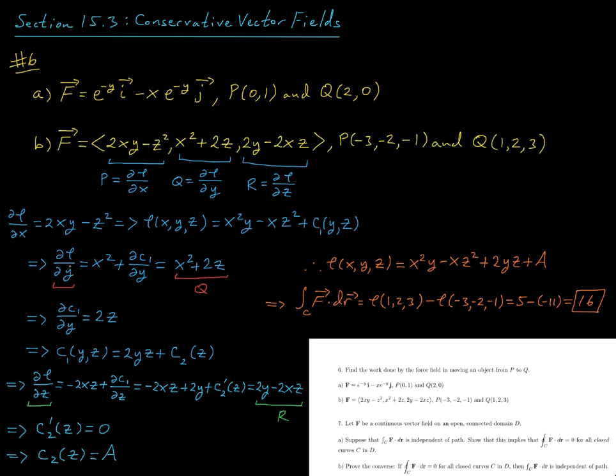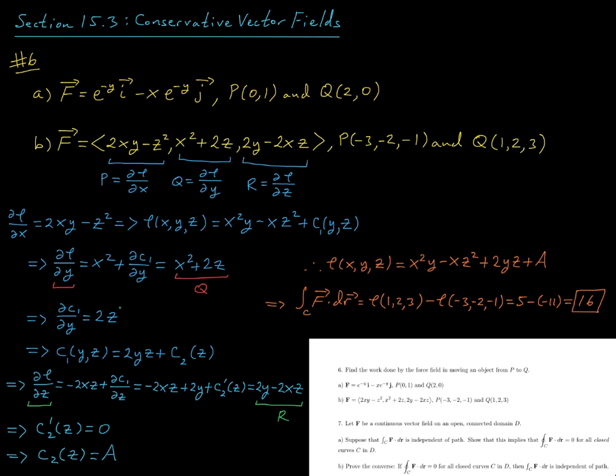So I have that the y derivative of phi is equal to this expression, but I also know that the y derivative of phi is equal to our function q, which is just the j component of the field f. So I go ahead and equate that with q, which is x squared plus 2z. Notice I have an x squared on both sides, so that tells us that the partial derivative of this function c1 with respect to y is then equal to 2z.